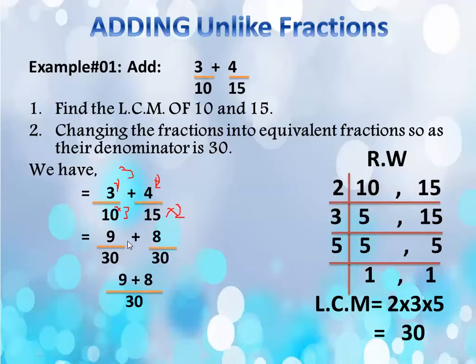So just keep your denominator same, that is 30, and add your numerators, that is 9 plus 8. So 9 plus 8 will become 17, and your denominator will remain same, that is 30. So 17 upon 30 is the answer of this fraction. Here you have a proper fraction, that's why you will not convert it into a mixed fraction.